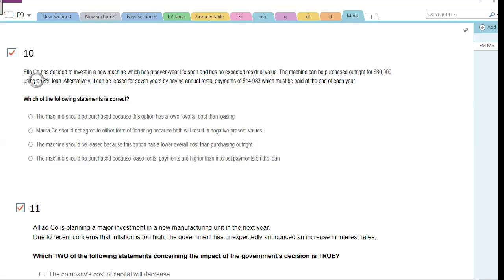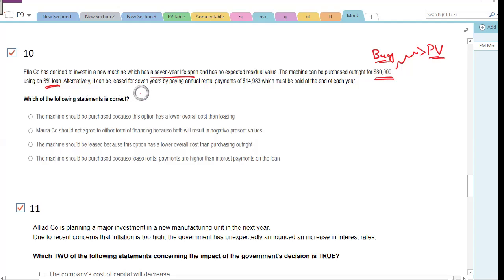Elaco has decided to invest in a new machine that has a 7 year lifespan and no expected residual value. Residual value 0. The machine can be purchased outright for 80,000, using an 8% loan. Remember, if you're buying it now, it's already in present value terms, so there is no time value of money calculation involved here.